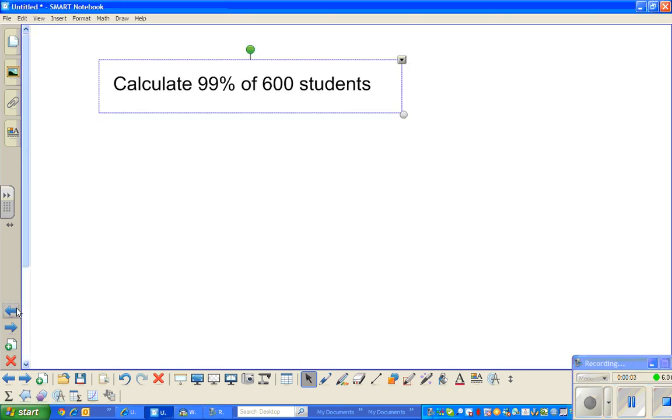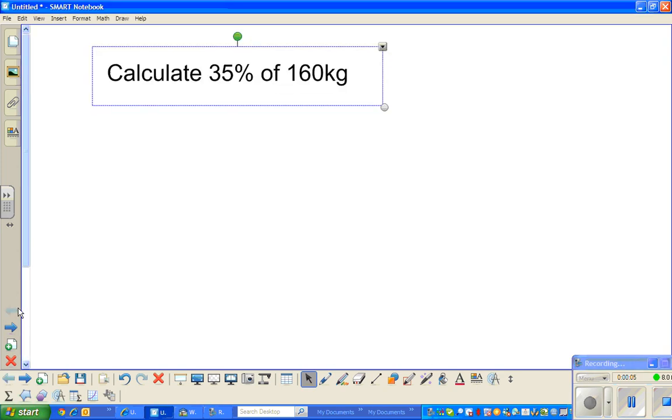In this video, I'm going to do four examples on calculating percent of a given quantity. So this is the fourth in the series. So this question, we want to calculate 35% of 160. In this video, I'm going to show you different ways of calculating percent and then how to do it on a calculator.